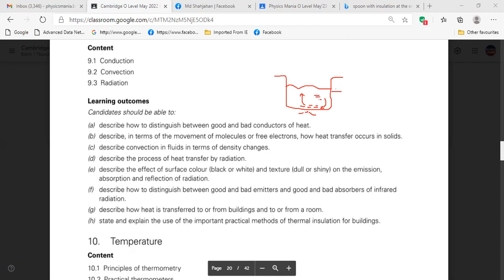If you install the AC at the bottom, what will happen? The cold air will stay in a single place, right? There will be no circulation. So for the convection process, we have to fix or install the cooling element at the top, on the upper side, exactly.